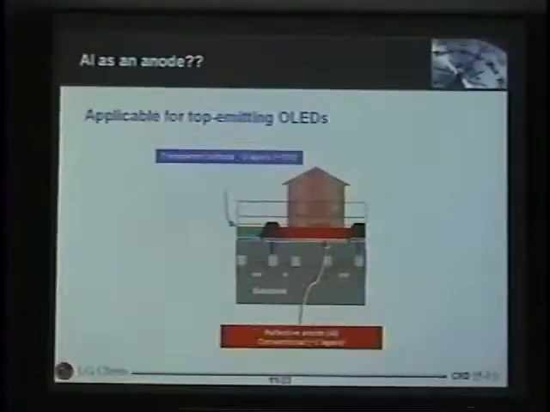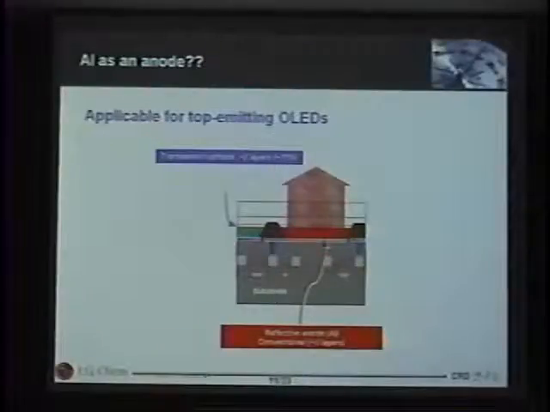Next. For example, I mentioned the lower work function metals for anode. If this is the typical structure for the top emitting OLED, you saw this kind of structure in the PDA system from Sony. It was commercialized last October. And for the top emitting OLED, you need a reflective anode. No more highly transmissive anode, because the direction of light should go in that direction.